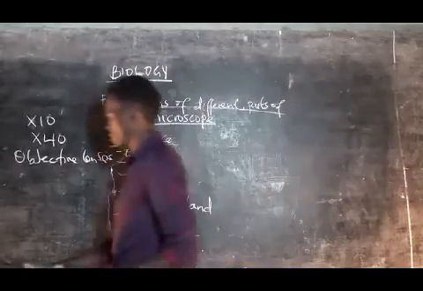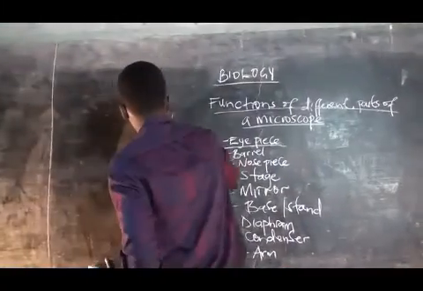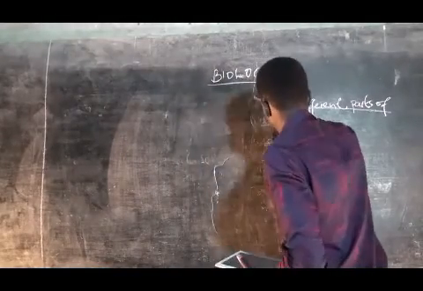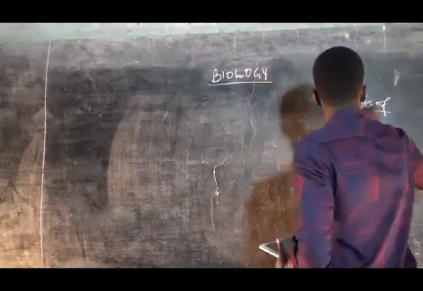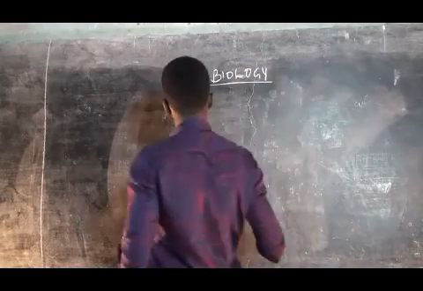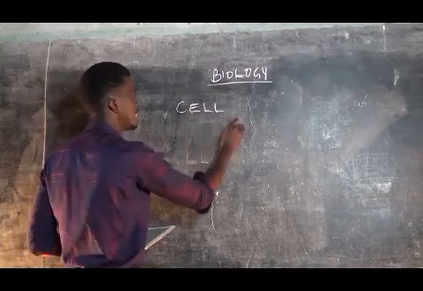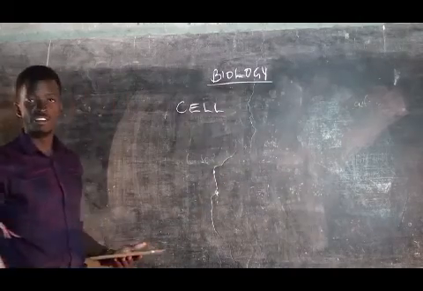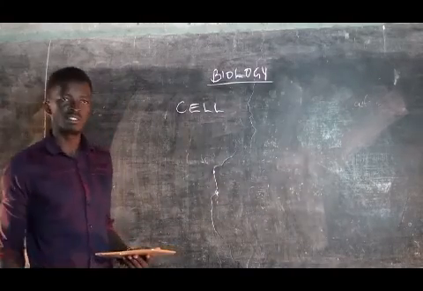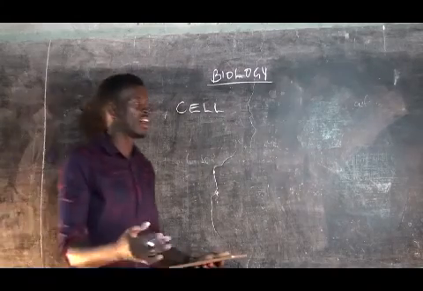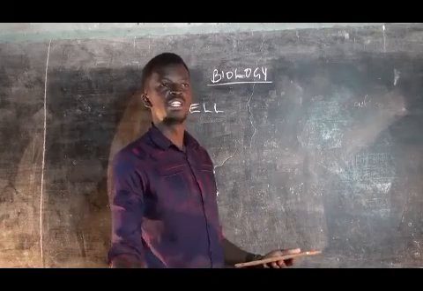Let's look at a cell. Every living organism is made up of cells. So basically, a cell is the basic unit of life. Every organism that lives on the surface of Earth has a cell or is made up of cells.